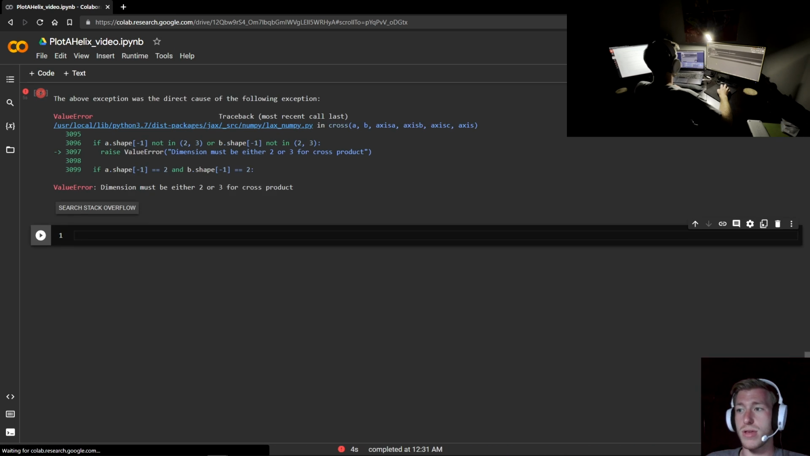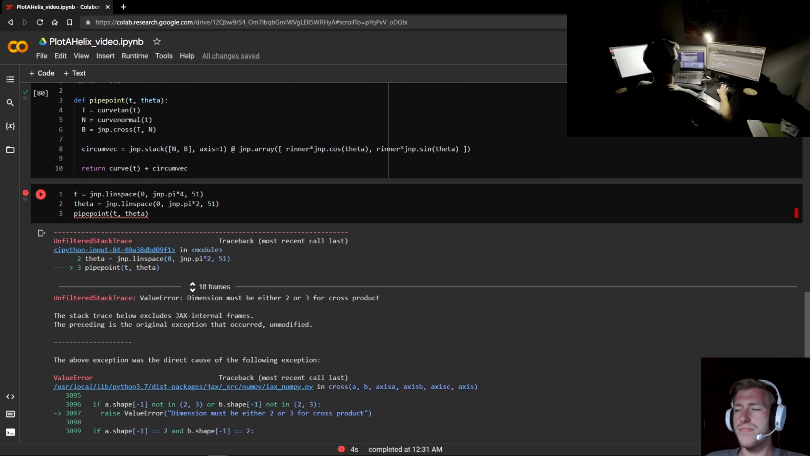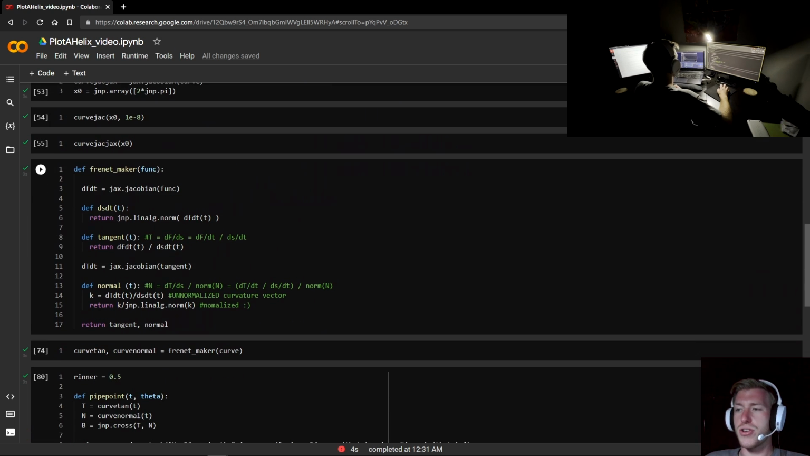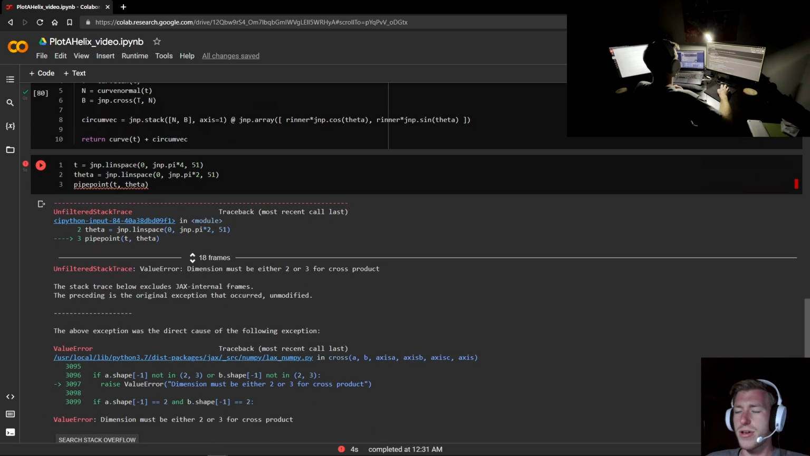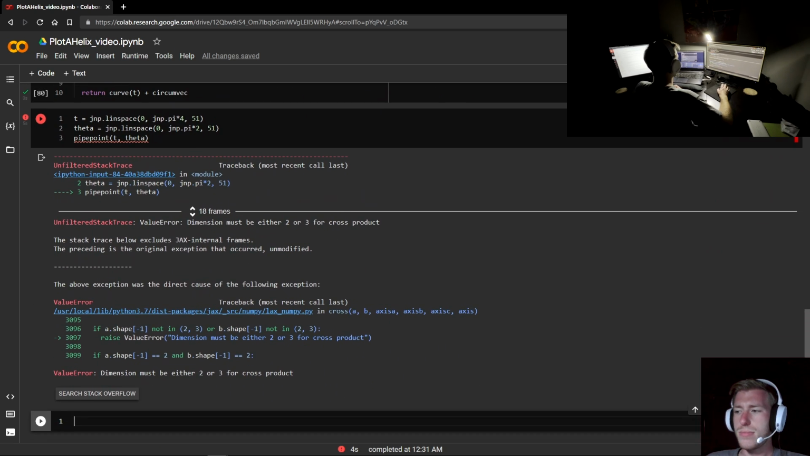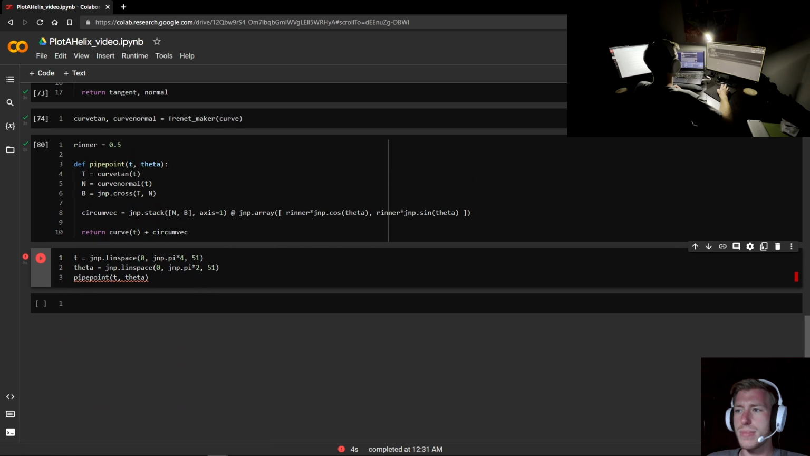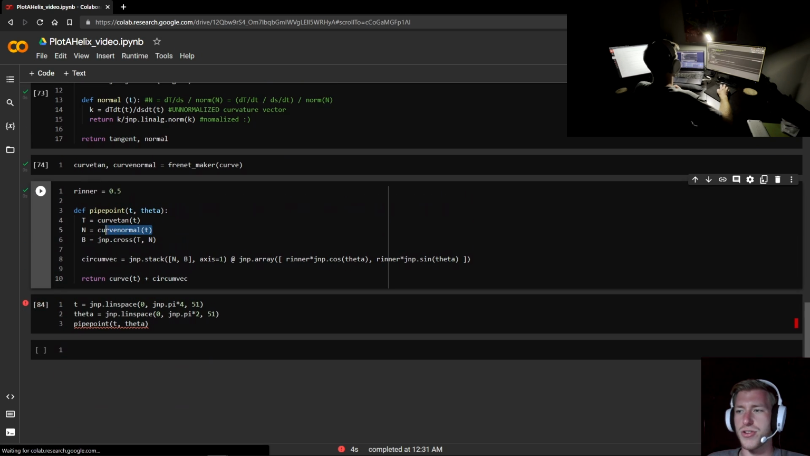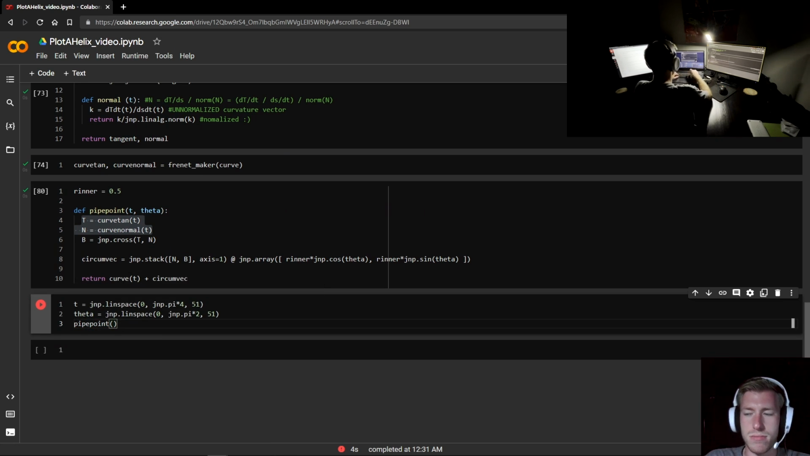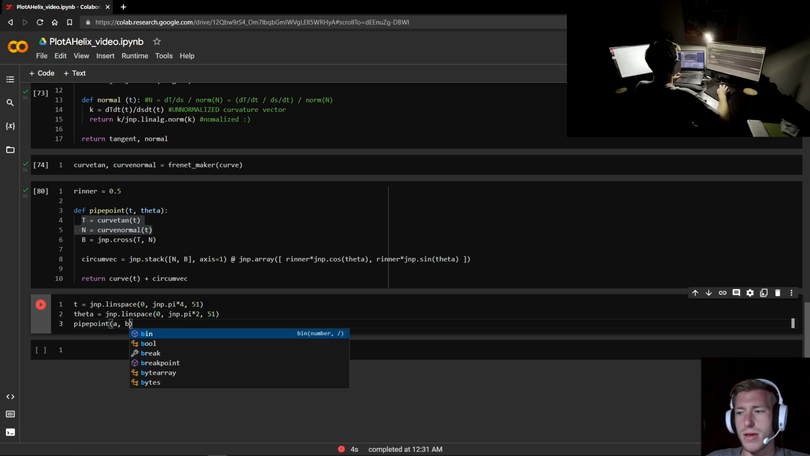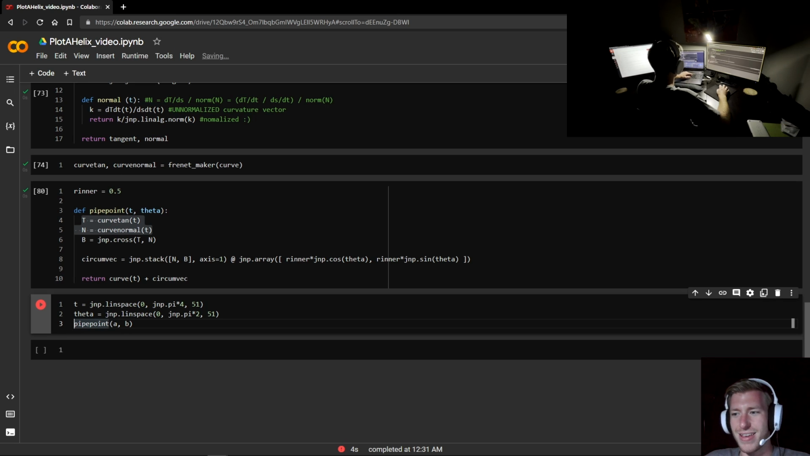Oh, it's cranking. Dimensions with being either 2 or 3 for cross product. Yeah, it figures, because this is meant to return something at an individual point. I was pretty sure it wouldn't work, but yeah, you're meant to return for a single t. But if I were to, for example, do A, comma B, and then just, you might like this.